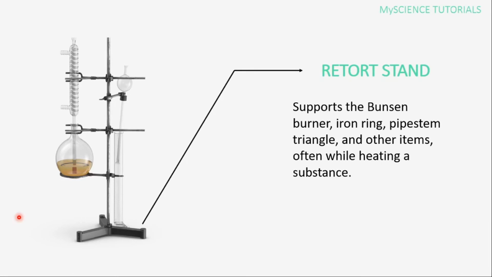Now the retort stand, like I said, also supports the burner, iron ring, pipe stem, triangle, and other items whilst heating a substance. You can see that the retort stand over here is supporting the clamp and the ring, and giving extra stability to the clamp and the ring for them to be able to function. The clamps and the rings cannot function without the stand, and the stand alone cannot hold pieces of glassware together. So they all work hand in hand.